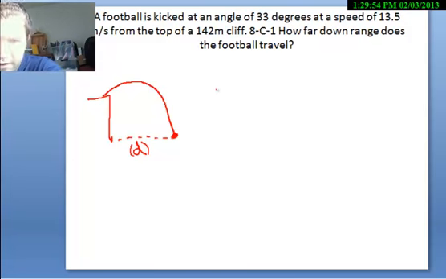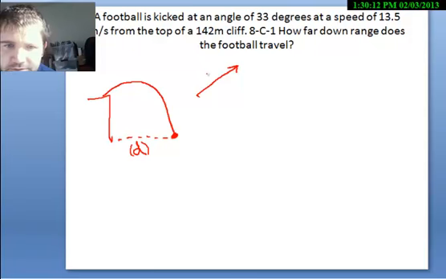So I've got to start the same way. I've got to break the initial velocity into vertical and horizontal components. So a football is kicked at an angle of 33 degrees at a speed of 13.5 meters per second from the top of a 142 meter cliff. How far downrange does the football travel? So this angle is 33 degrees, and this is 13.5 meters per second.